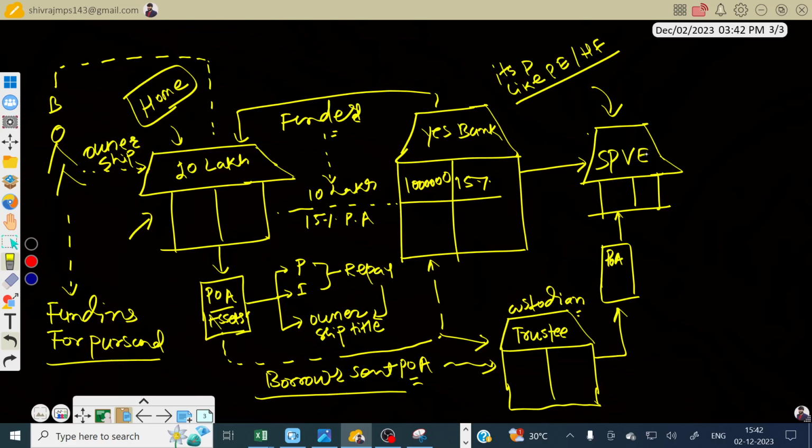So it means the bank can create an SPV, or the bank can even appoint an SPV. If an SPV already exists, the bank can appoint that SPV. Why SPV is important, I'll tell you. Once you appoint an SPV, you can transfer this POA, the power of attorney document. Basically, this is your collateral, the other way around, right? It's a collateral.